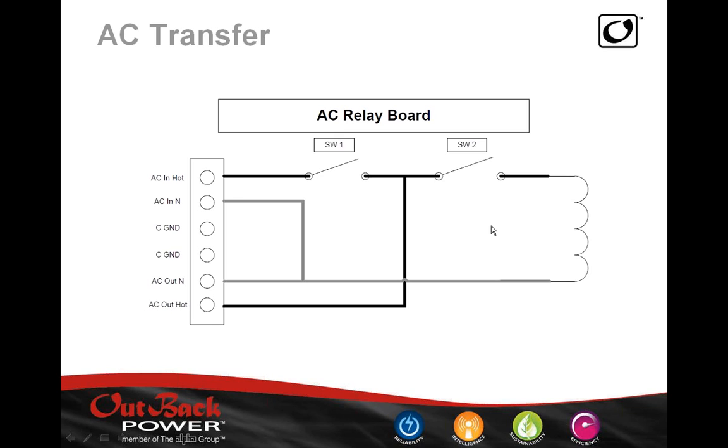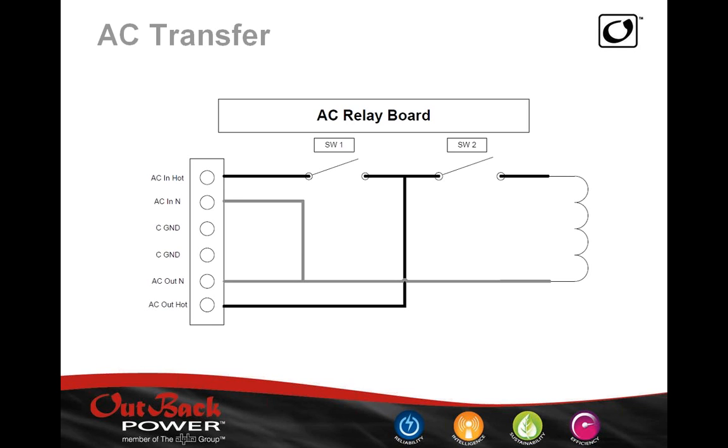Here is our AC transfer relay board, and the reason I have this here is because there are two things that are important to know. Our inverters have essentially two types of currents. They have the AC input current, or what some people call the pass-through current, where the current essentially passes through the inverter. The best example of that is when the inverter is in a backup application, where the inverter is basically a wire.